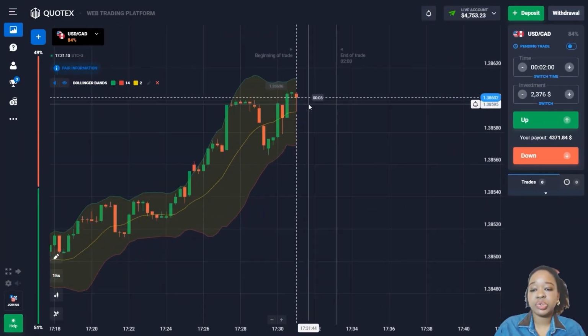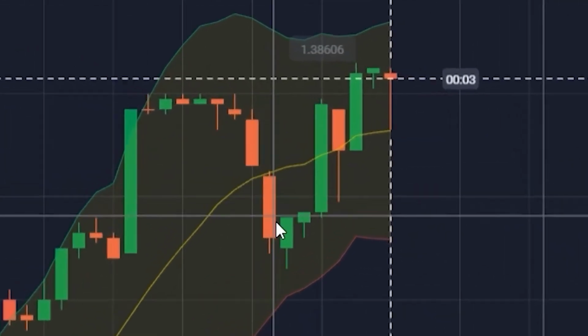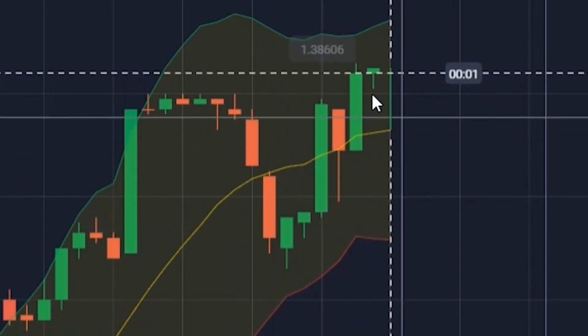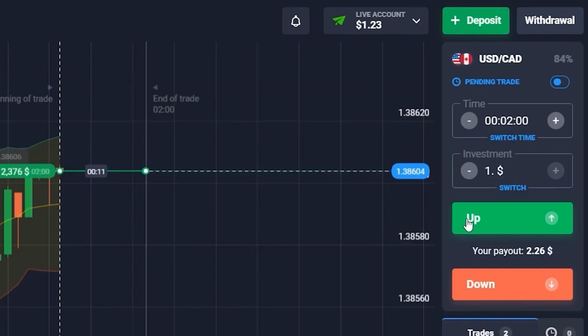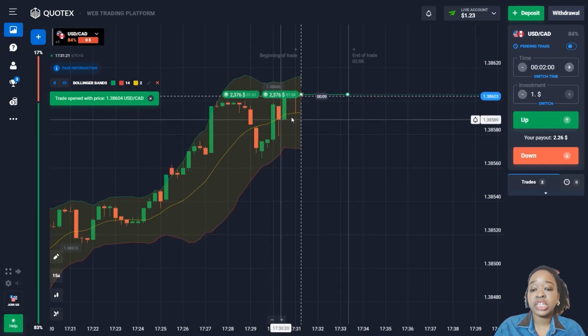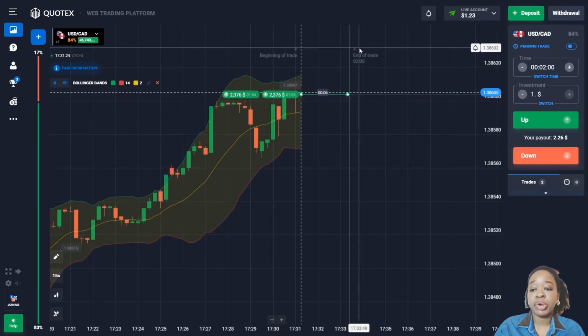Here you can see the price continues to move up, and after the rollback down there is a crossing of the indicator middle line. In this situation, I'm going to open the trade for 2 minutes to go up, because as you can see lately the price has been moving in the upper zone of the price channel.